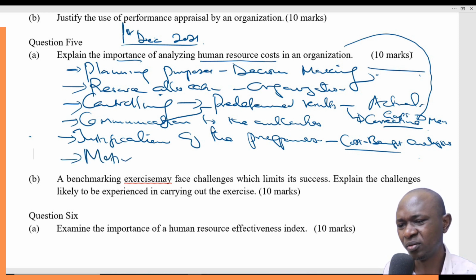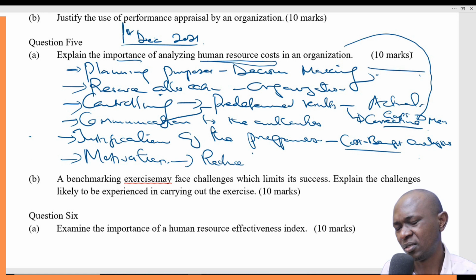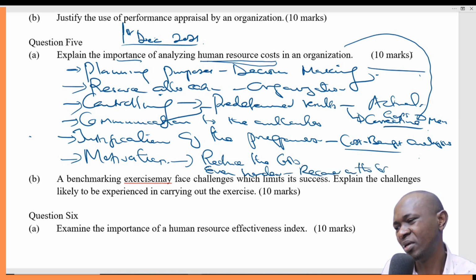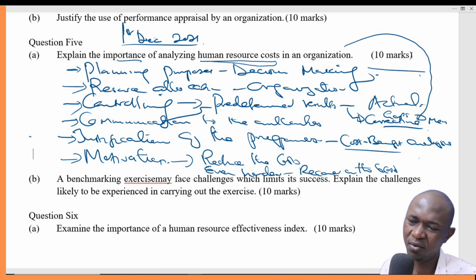motivation. Motivation obviously comes in, because when we talk about importance of analyzing human resource costs, when we know the costs involved, then we might be motivated to reduce the costs, especially if the costs are high, or we might be motivated to work even harder, so that we can recover on the costs that have been incurred. So it's either way.